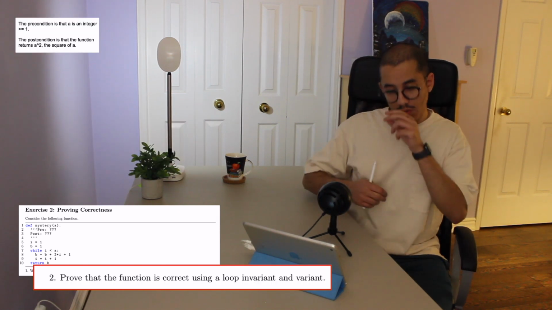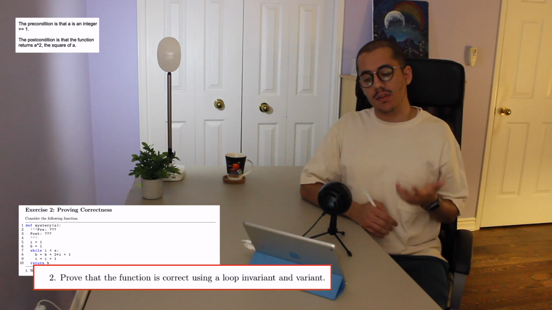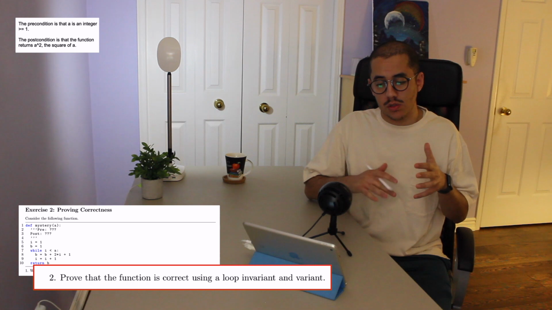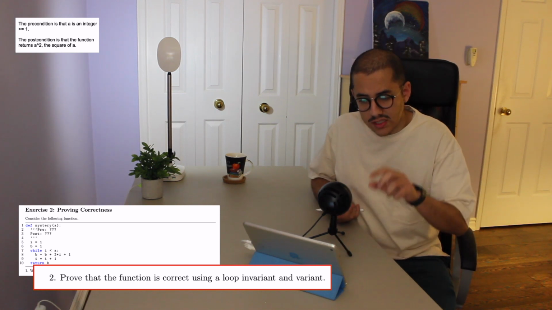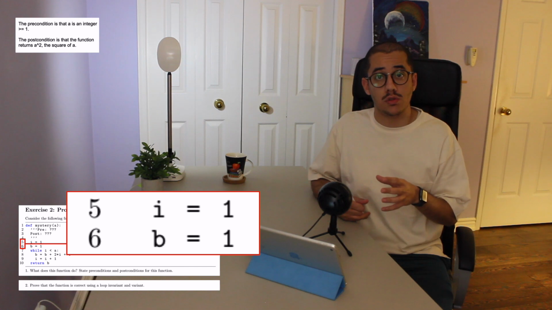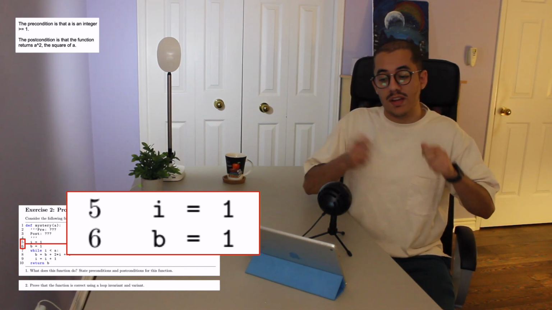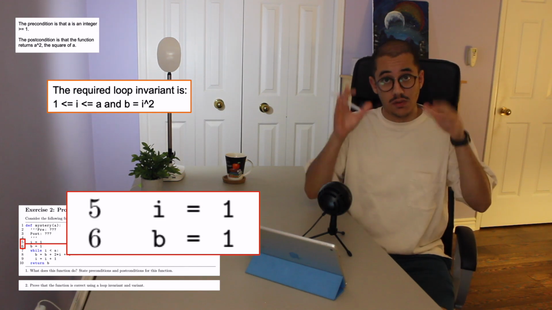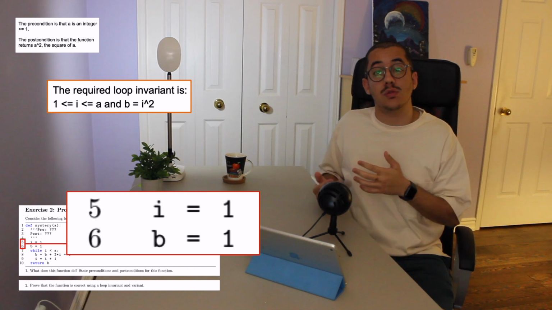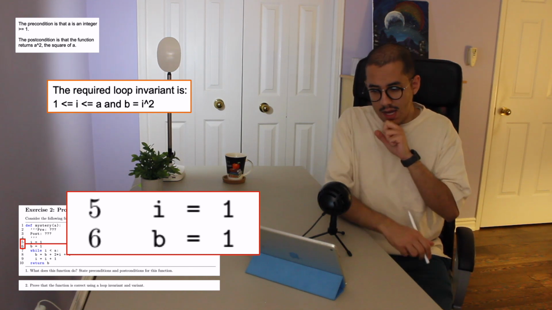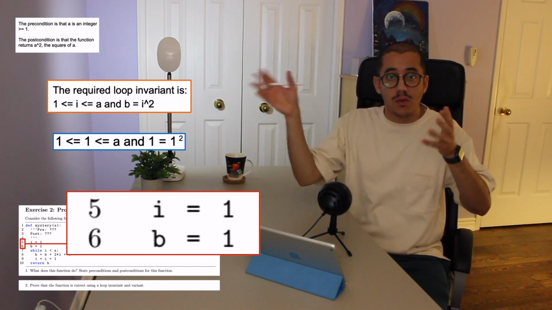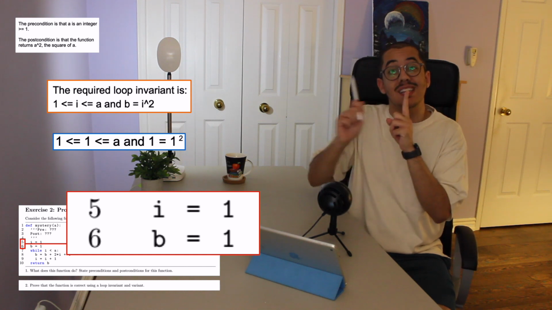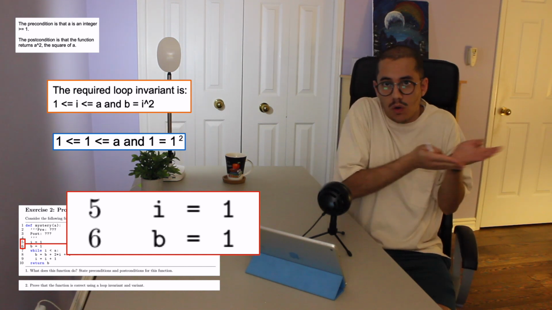Now, looking at part 2, it says prove that the function is correct using loop invariant and variant. Prior to starting the loop, before everything starts, you can see that in lines 5 and 6, we say that i equals 1 and b equals 1. Substituting these into our loop invariant, which is that i has to be between 1 and a inclusive, and b has to equal i squared. Is 1 between 1 and a inclusive? Yes, it is, because 1 equals 1.